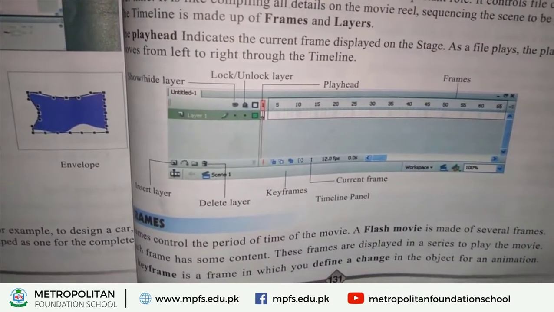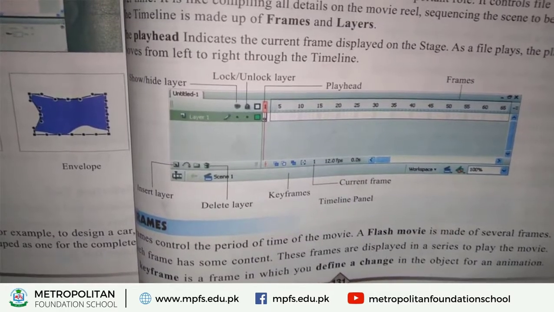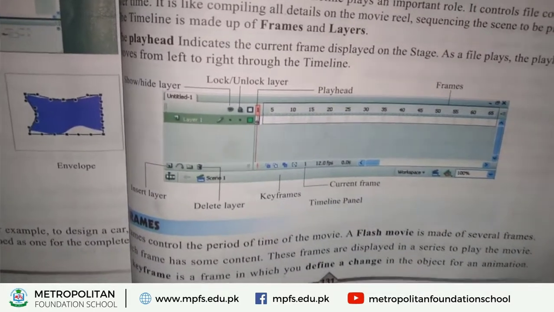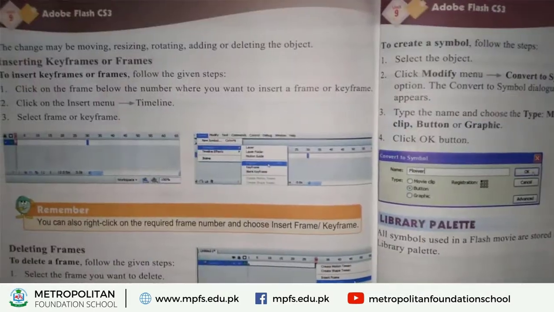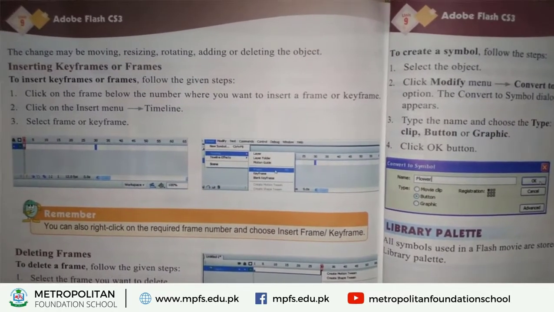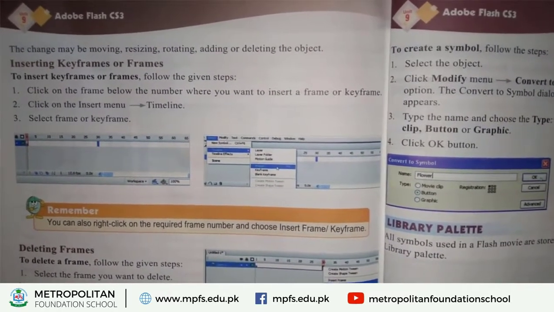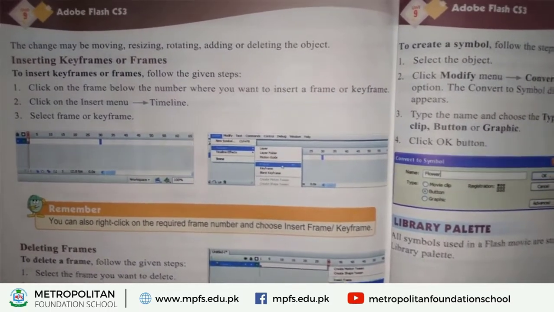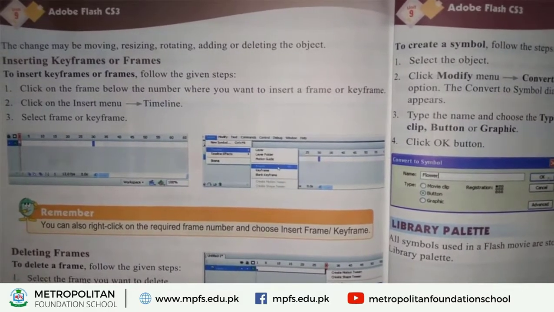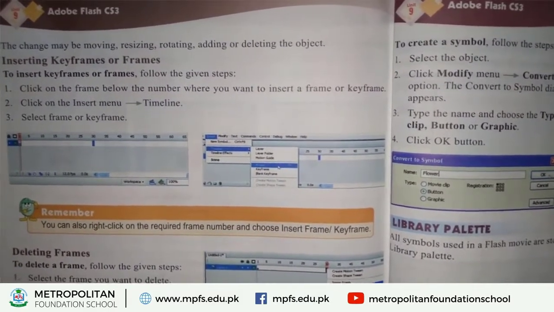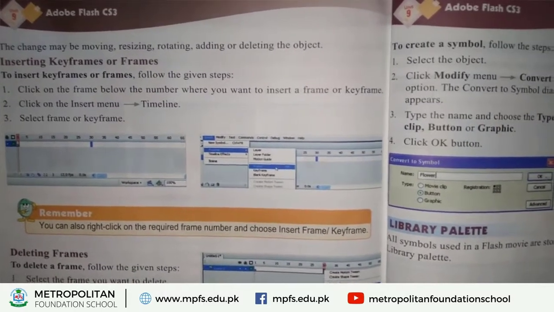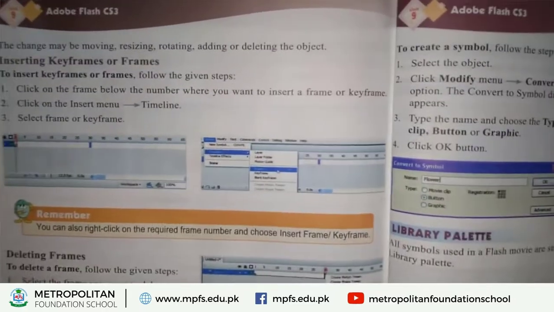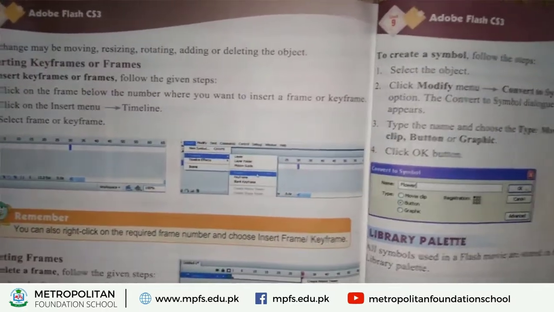A keyframe is a frame in which you define a change in the object for an animation. The change may be moving, resizing, rotating, editing or deleting the object, inserting keyframes or frames. Now students, we have finished the explanation of frames, inserting keyframes or frames and deleting frames. We will discuss it in our next class.